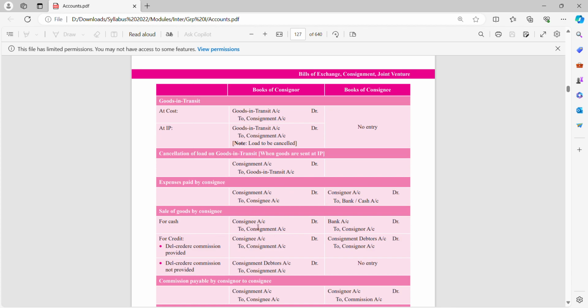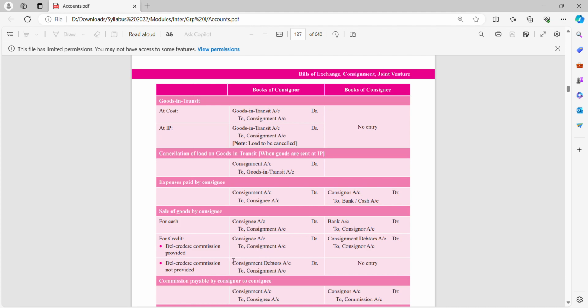Then you have sales done. So for cash, consignee account debit to consignment account. For credit, del credere commission provided, del credere commission not provided. Del credere commission provided, consignee account debit to consignment account. Del credere commission not provided, consignment debtor account to consignment account. And see, here you are providing, so whatever commission you are providing, that commission, debit the receiver who is receiving, consignee. What you are providing, commission. Commission is going out from you.